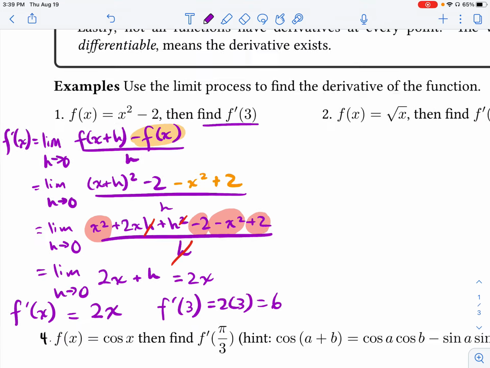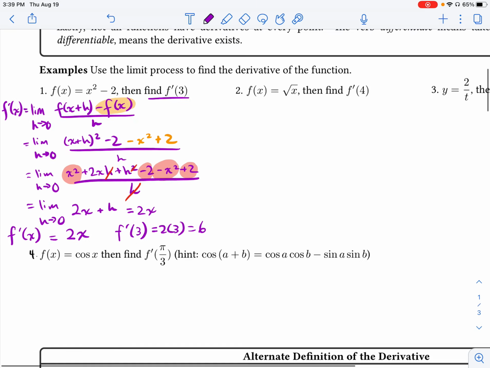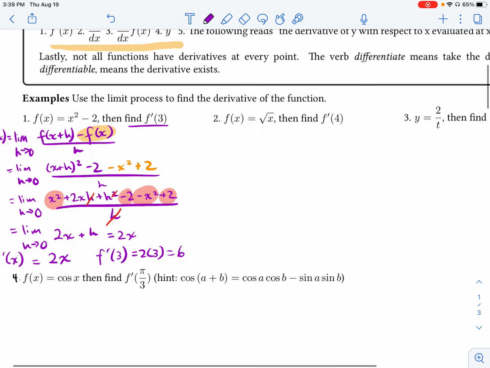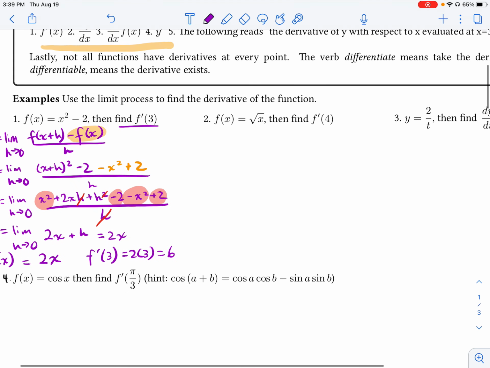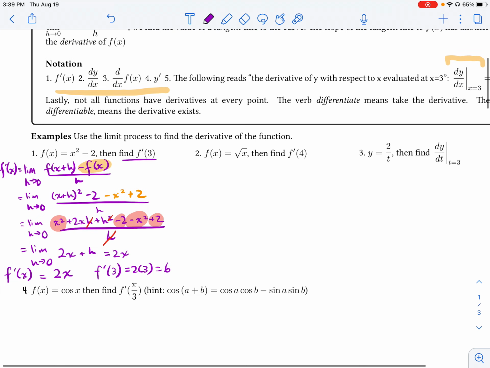Now, an alternative way of doing this is to use the alternate definition of the derivative, which I'm going to pause here real quick. If you want to take a quick screenshot of these problems, try these on your own and check them with the solutions I have in my School Loop Locker.